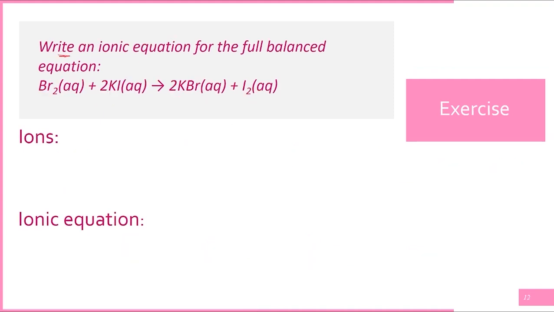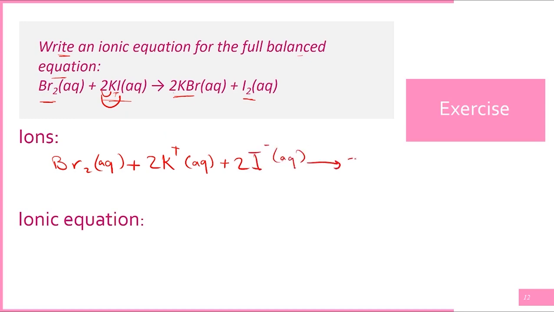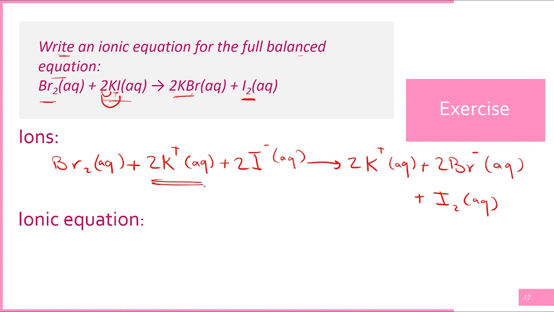Let's solve another exercise. Write an ionic equation for the full balanced equation, the reaction of bromine solution with potassium iodide to give potassium bromide and iodine solution. First, we separate the ions. Bromine solution plus 2 potassium ions and 2 iodide ions to give 2 potassium ions and 2 bromide ions and iodine solution. Second, we cancel the spectator ions.